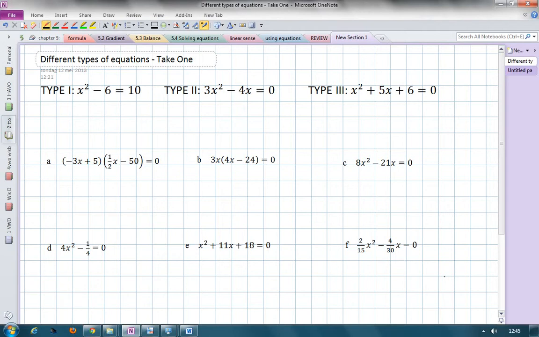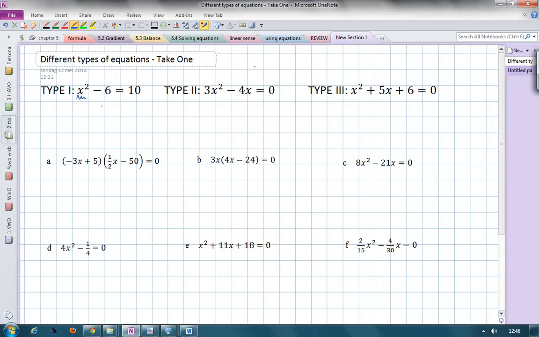Up here I have my type 1 equation: x squared minus 6 is equal to 10. How do we know this is a type 1 equation? Well, because it only has an x squared term. It does not have an x term. There's no 6x or 4x or something as there is here. So this is a type 1 equation, and this is how we solve it.